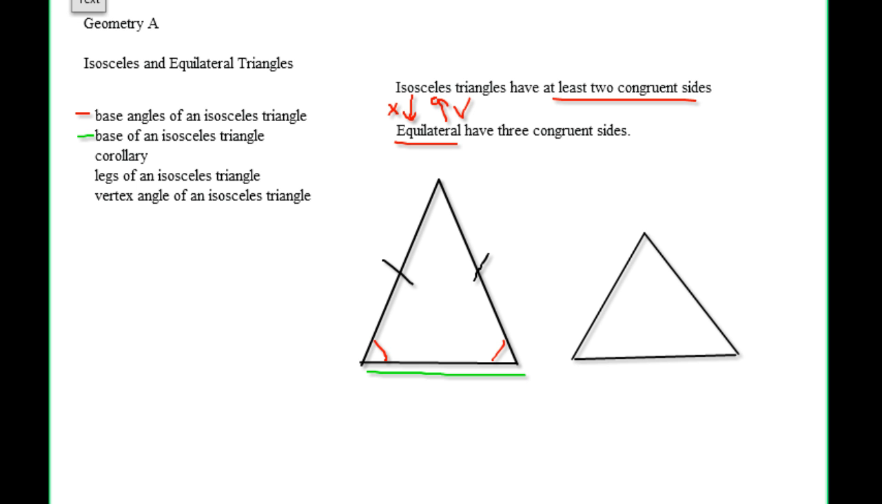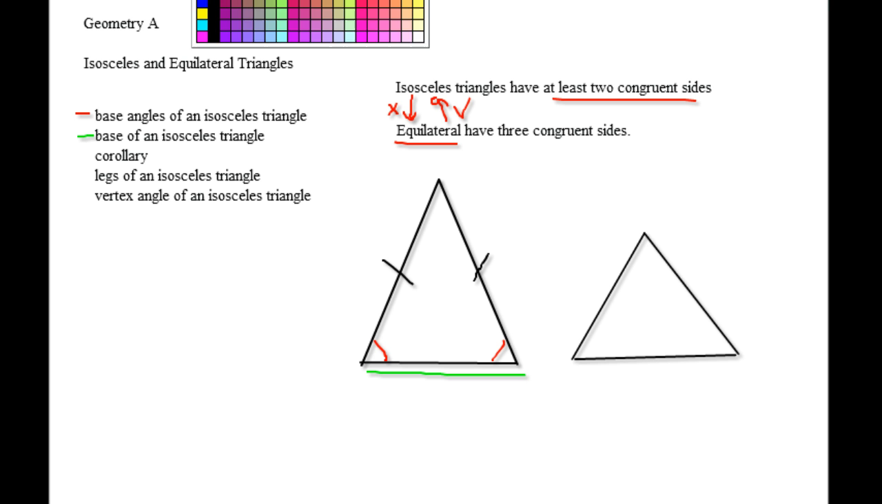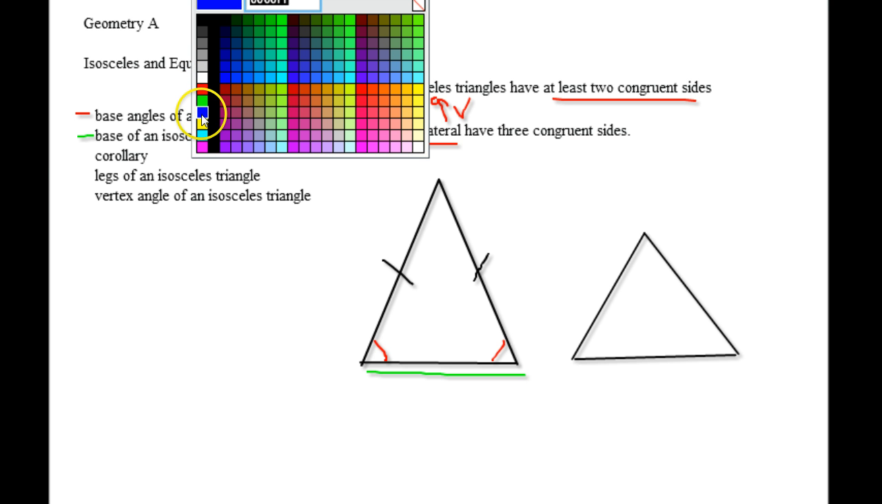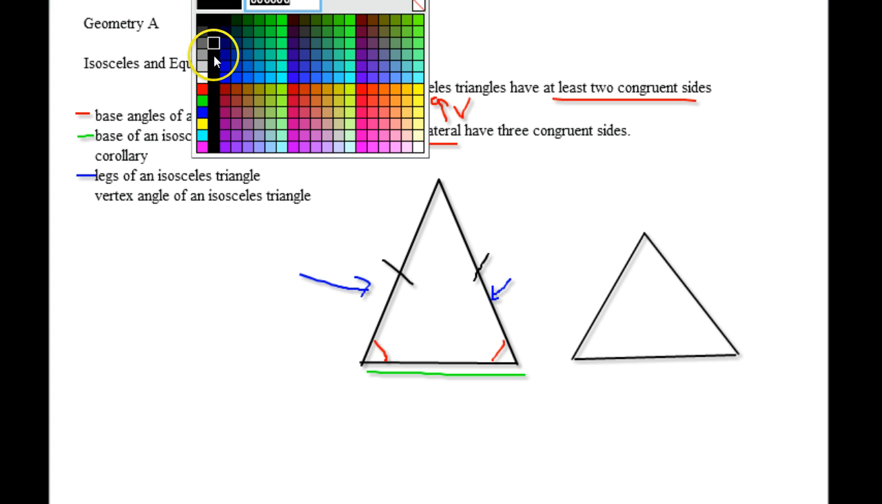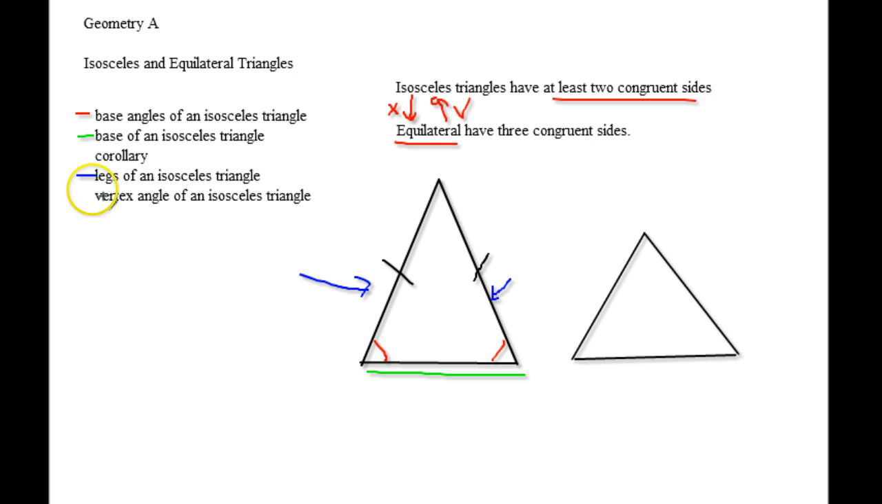Corollary, not really part of a triangle, but we'll talk about it in a little bit. Okay. Legs of an isosceles triangle. Once again, let's get a different color. Okay. Legs of an isosceles triangle are going to be these guys right here. Okay, and vertex angle of an isosceles triangle is going to be this bad boy up here. Okay, so that's some pretty simple stuff.